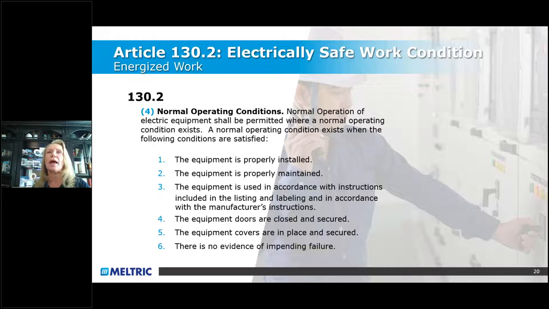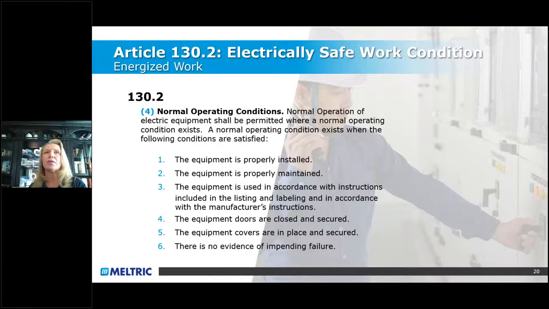So the reason for that is that the door is closed. So if your equipment is properly installed and properly maintained, used in accordance with the instructions of the manufacturer, and the doors are closed and secured, or the equipment covers are in place and secured, and there's no evidence of impending failure, then you're considered in an electrically safe work condition. There is no limited approach boundary around the conductors because they're not exposed. So you don't need PPE and you don't need electrically qualified workers in those instances.